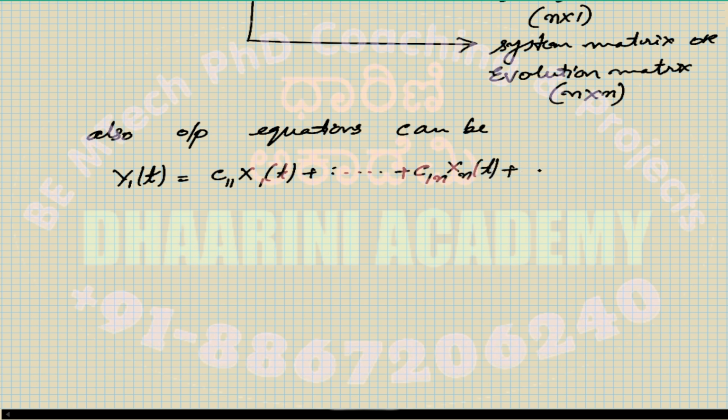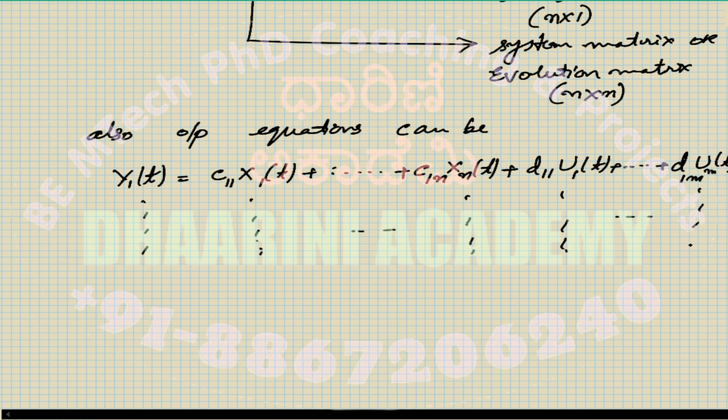Plus it also depends upon the input, right? So this is d11 times u1, d12, etc. Like that we add. So how many values are there? m values are there. So this is d1m into um of t. Equation number 1, right? In the same way, we can extend these equations and write all the equations corresponding to the output, right?